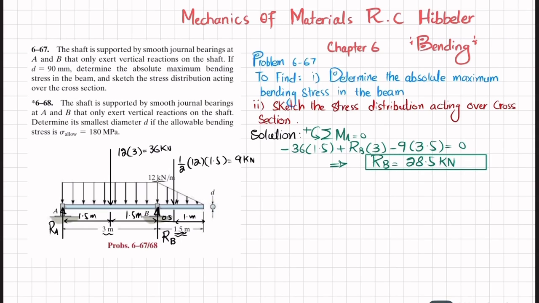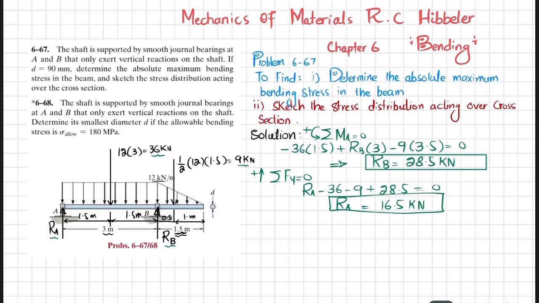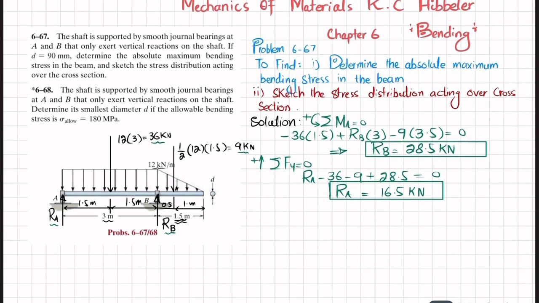Clear? Now we'll find RA by using the equation of equilibrium, that sum of all forces along y direction must be equal to 0, and upward force is taken as positive. So RA is upward, this 36 is downward, minus 36, this 9 is also downward, minus 9, plus this RB, which is 28.5, is equal to 0. So from here RA will be equal to 16.5 kilonewton.